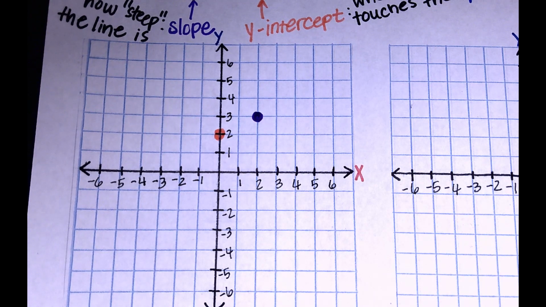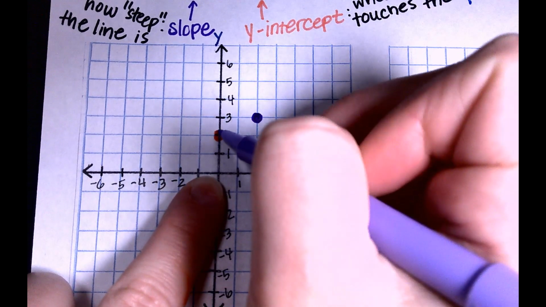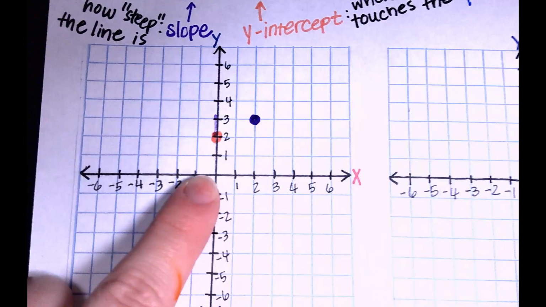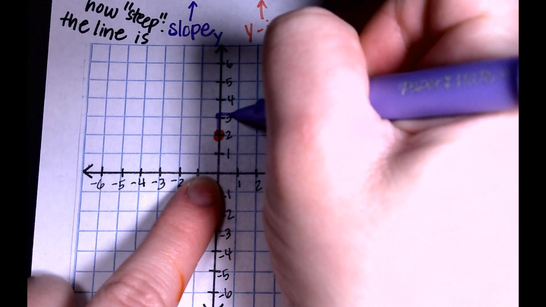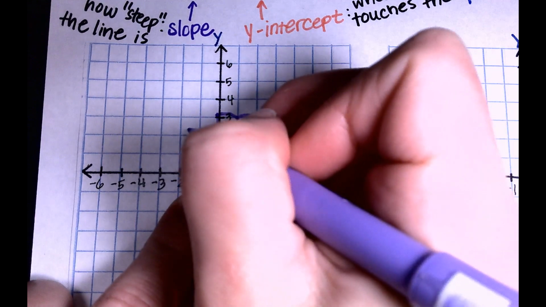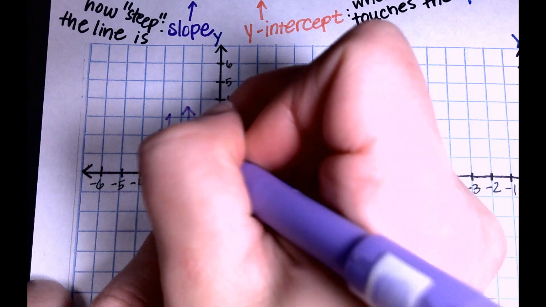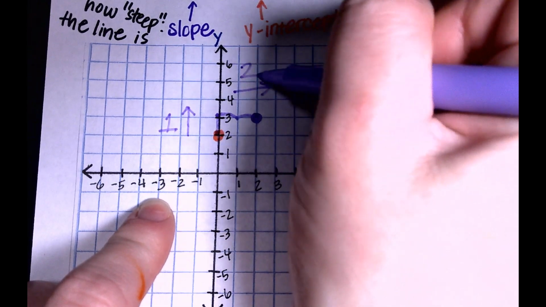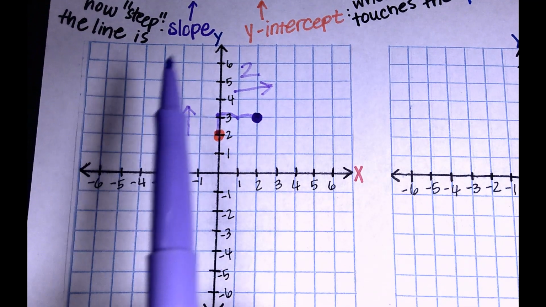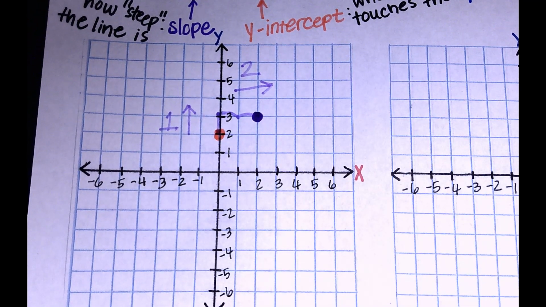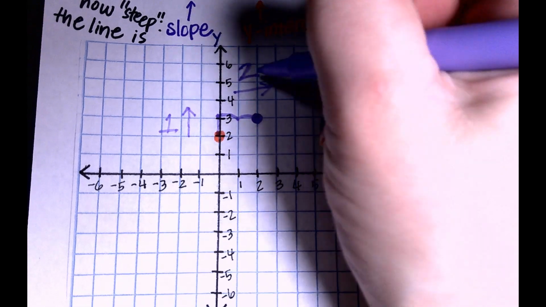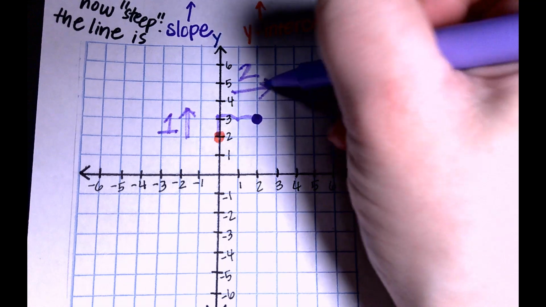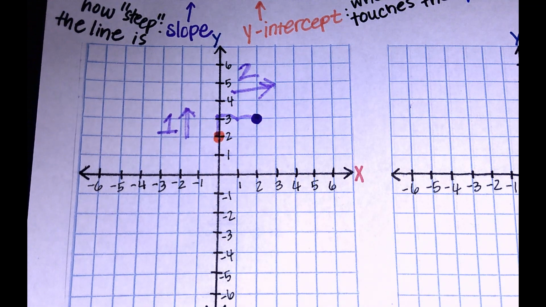And sometimes what I find helpful is whenever you move spaces, maybe mark them, saying I went up 1, I went over 1, 2. So I went up 1, and I went over 2, because my rise is 1, my run is 2. So now I have 2 points on my graph. We only need 2 points to make a line.